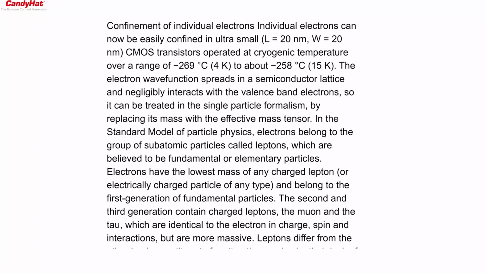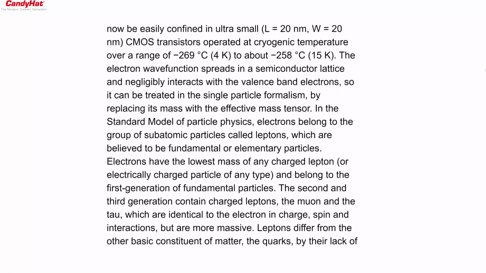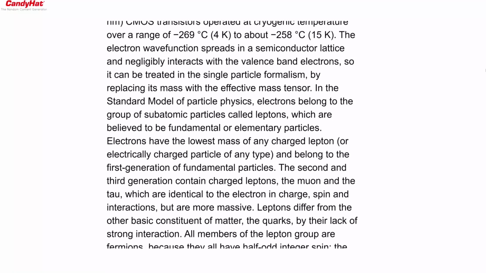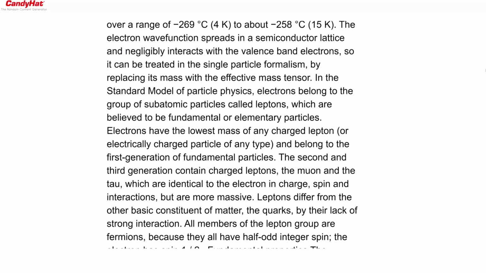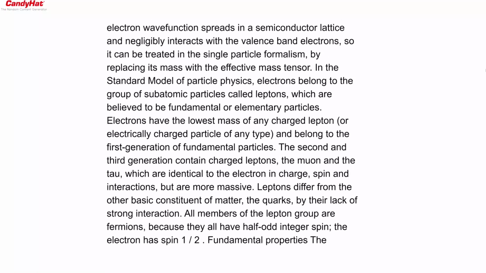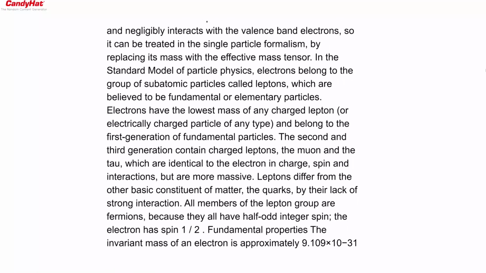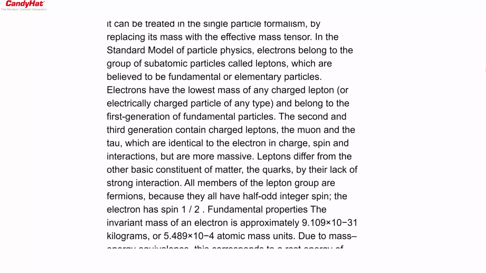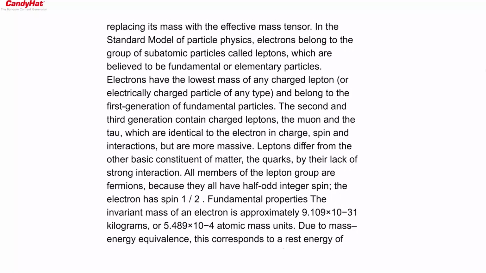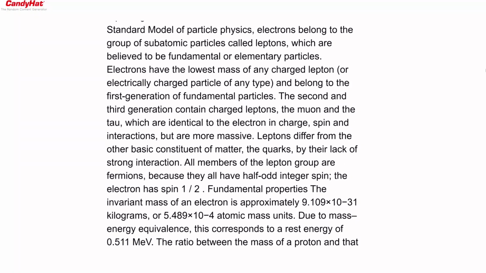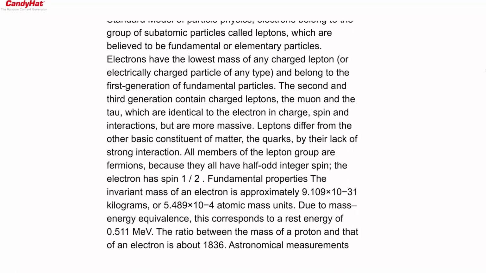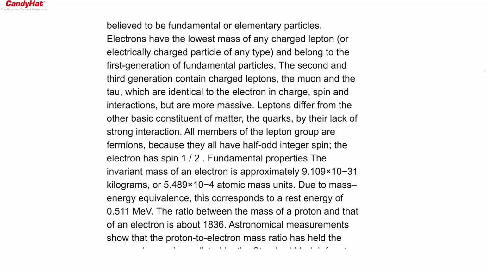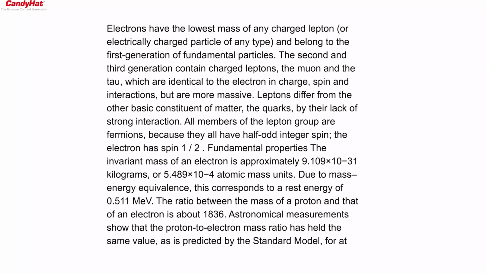The second and third generation contained charged leptons, the muon and the tau, which are identical to the electron in charge, spin, and interactions, but are more massive. Leptons differ from the other basic constituent of matter, the quarks, by their lack of strong interaction. All members of the lepton group are fermions, because they all have half-odd integer spin. The electron has spin 1/2.